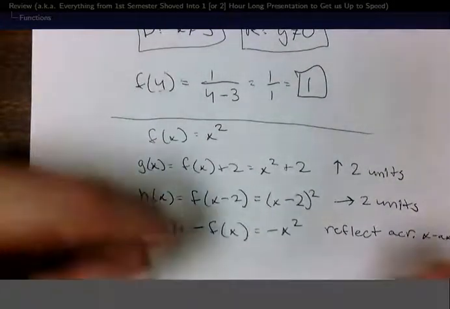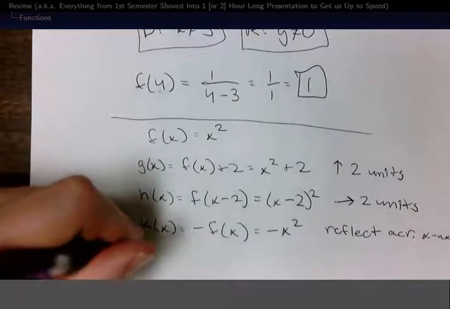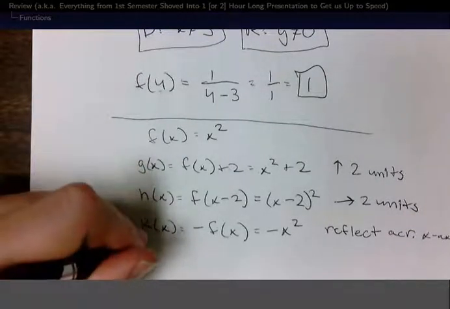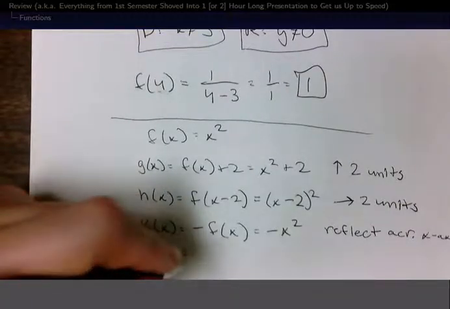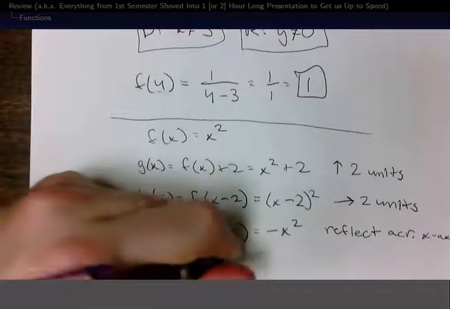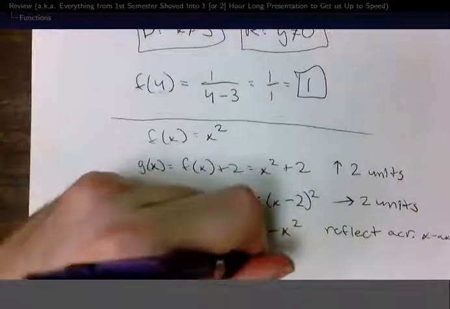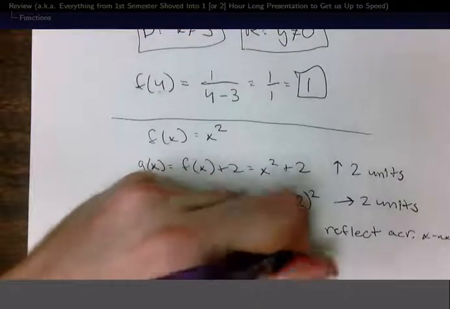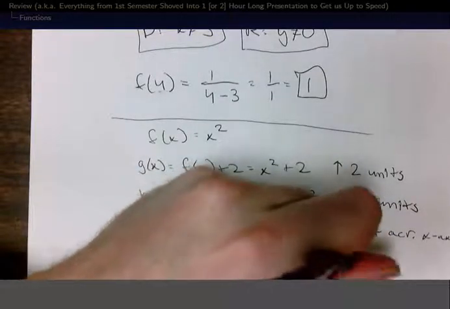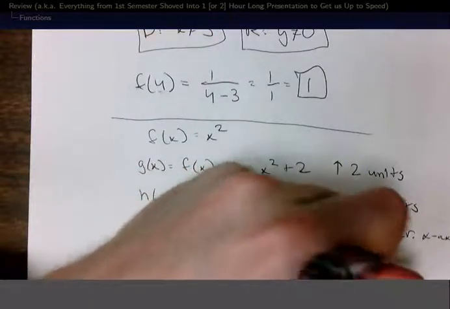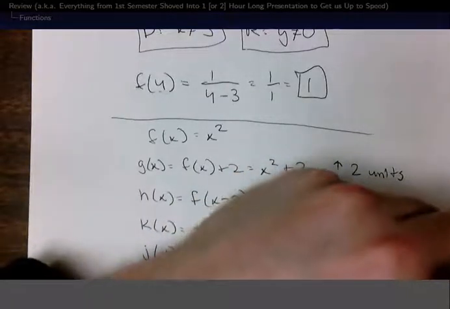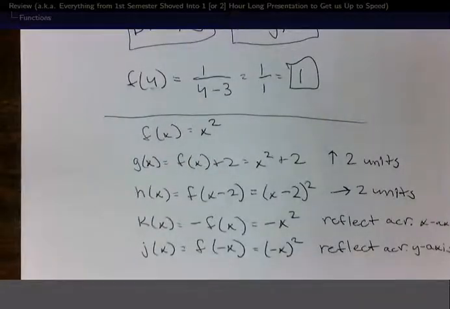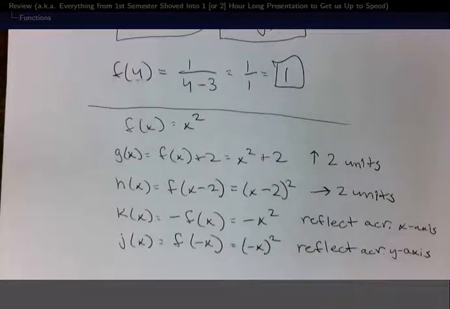And then finally, j of x equals f of negative x. So if my negative is inside my function definition, that means I'm going to be reflecting across the y-axis. So I'm going to flip the graph horizontally across the y-axis there.